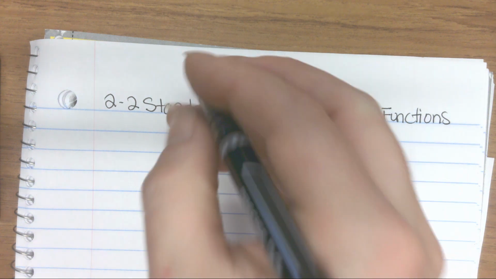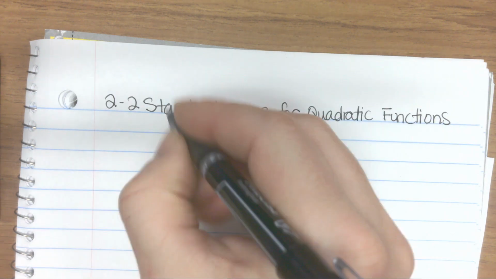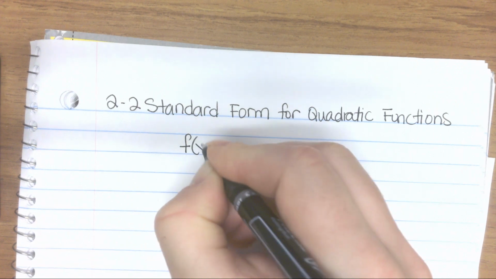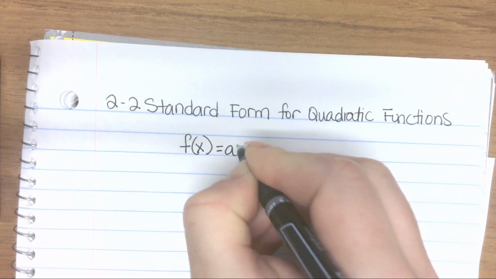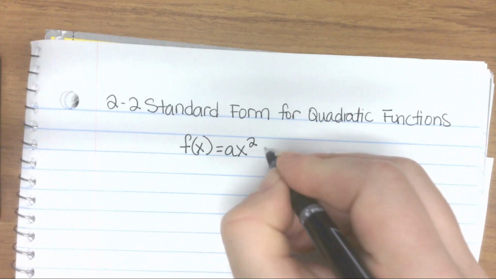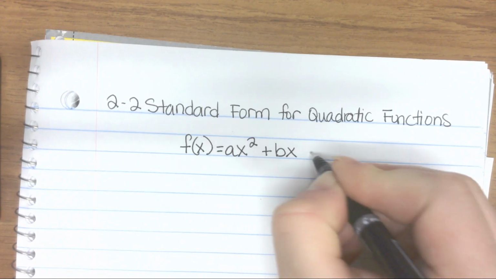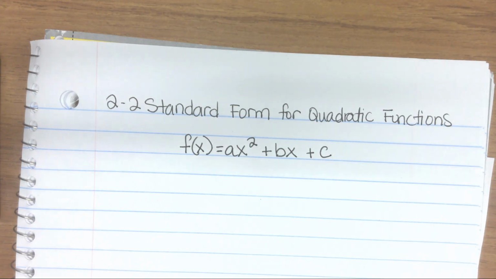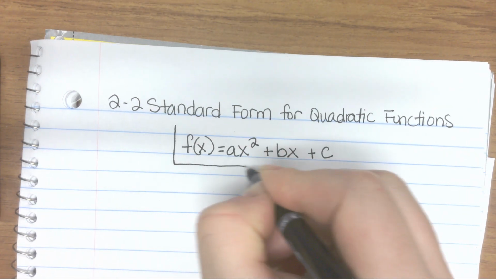Know what it looks like. I wrote it on the board. Let's write it down in our notes. It is f of x equals ax squared plus bx plus c. So that's what we're dealing with here.